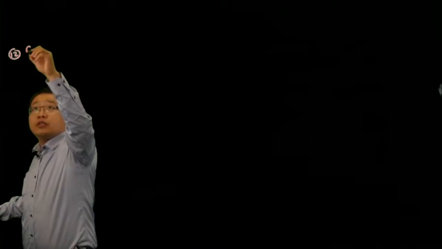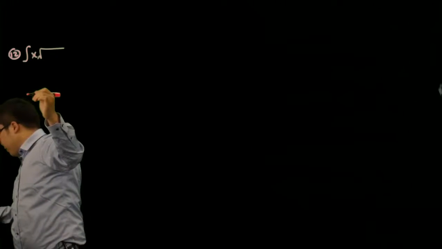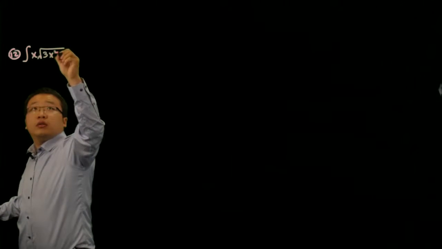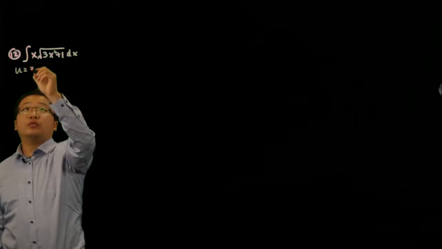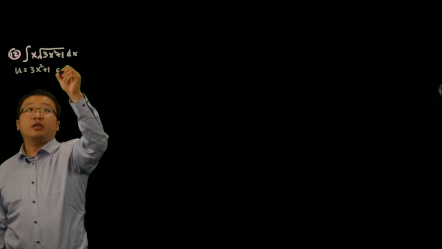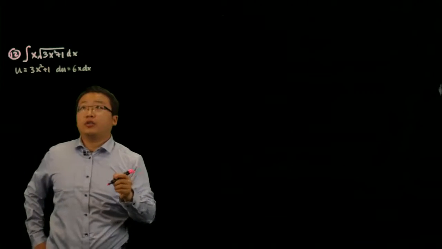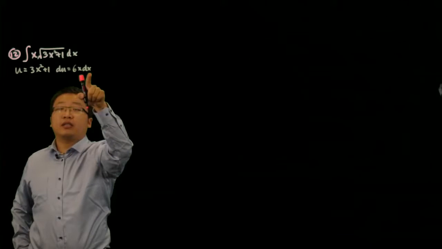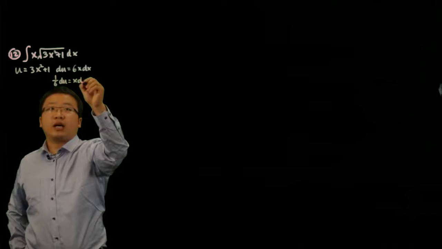Next example, I'm going to work on question number 12. It says, what's the integral of x times the square root of 3x squared plus 1 dx. For this one, I'm going to set u as what's inside the square root, 3x squared plus 1, and du will be 6x dx. Now apparently you don't have the 6 in there, but you do have x and the dx. So I'm going to multiply 1/6 on both sides, so that I end up with x dx.